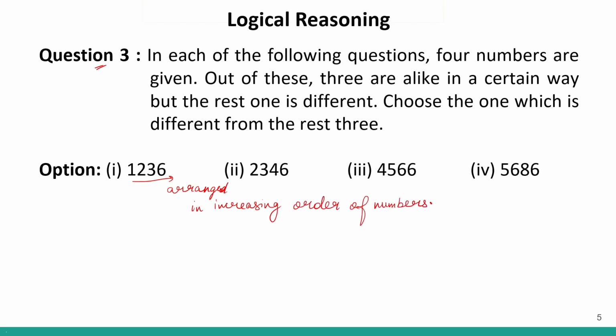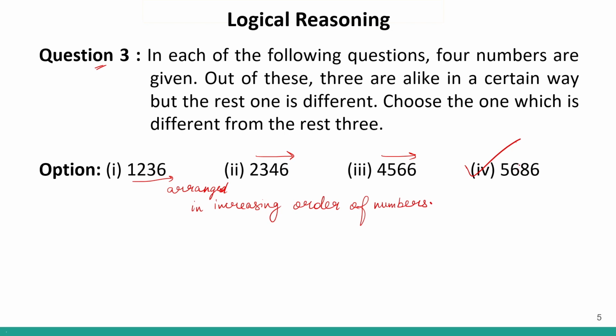Correct? These are arranged in increasing order of number. Similarly, this is also arranged in increasing order of number. This also is arranged in increasing order of number. But this one, 5, 6, then 8 and then back to 6. So this one does not follow the same pattern. Hence, option number 4 is the correct answer to this question.